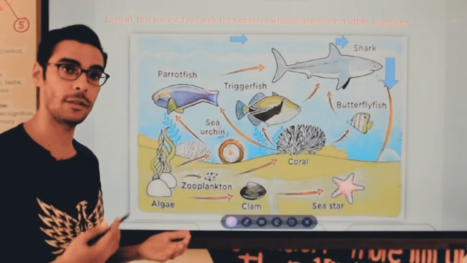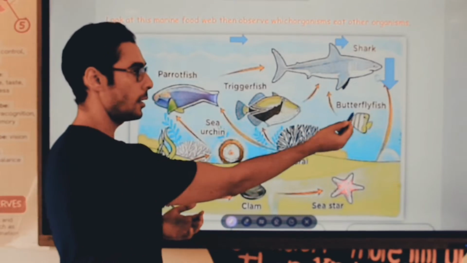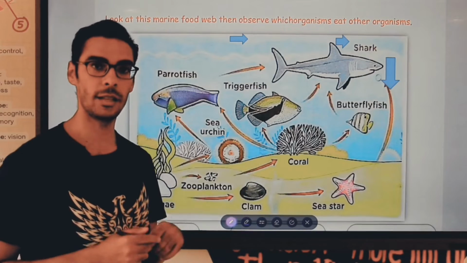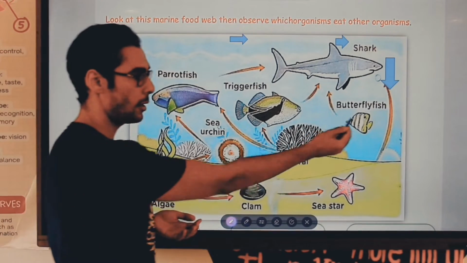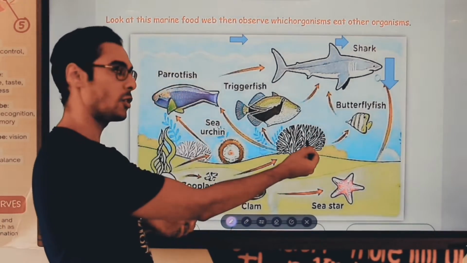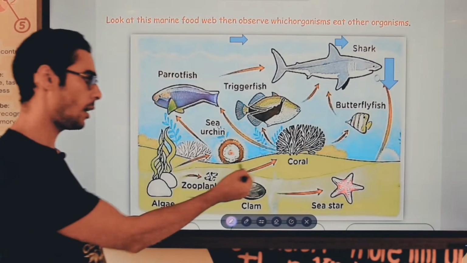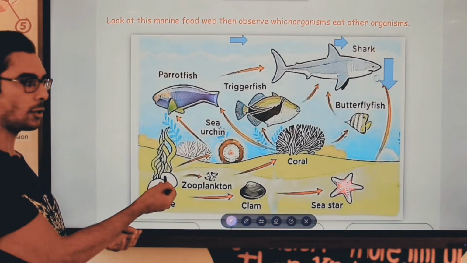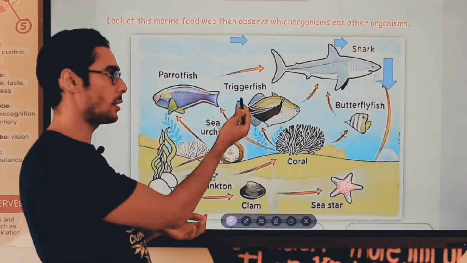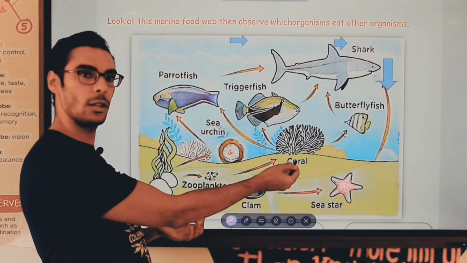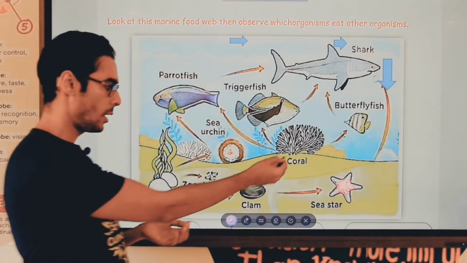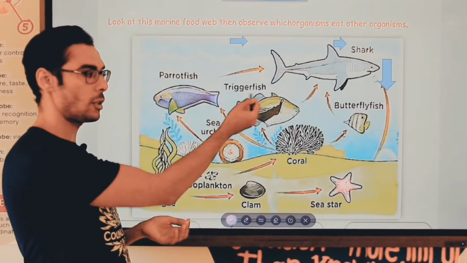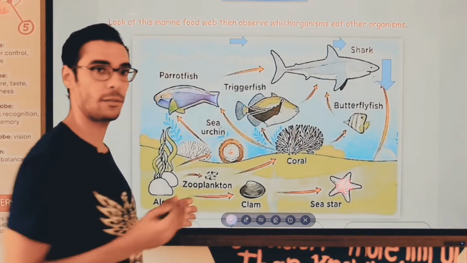Then the turn comes for the tertiary consumer, which is going to be here a butterfly fish or the triggerfish. Both represent a tertiary consumer because the butterfly fish feeds on coral, which is a secondary consumer, which feeds on zooplankton as a primary consumer, and here is the producer. The second example here is the triggerfish, which feeds on the coral reef as a secondary consumer, which feeds on the zooplankton, which is a primary consumer. So the triggerfish is a tertiary consumer like the butterfly fish.